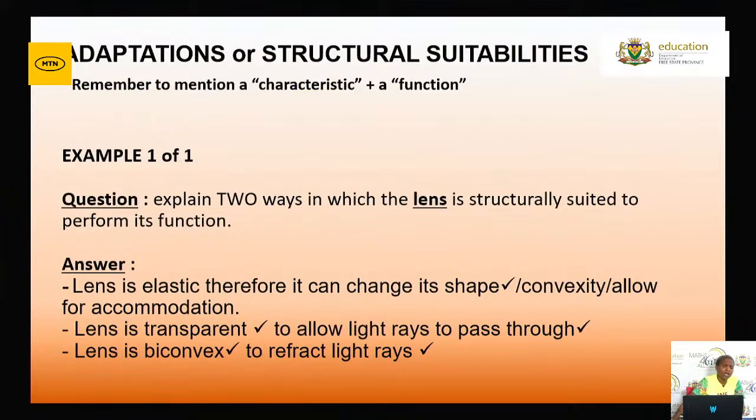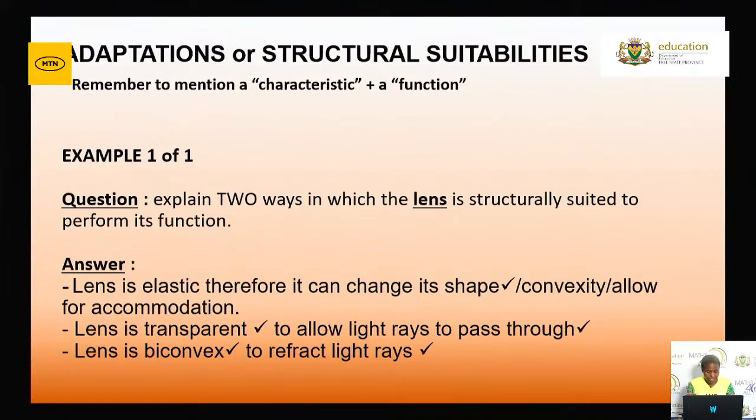And now we move to adaptations or structural suitabilities. Remember, with this, you have to mention a characteristic plus a function for questions which are based on structural suitabilities or adaptations. Let me give you an example. I have one example here, but before I move to the example on my presentation, let us say I want to describe the structural suitabilities or the adaptations of my legs.